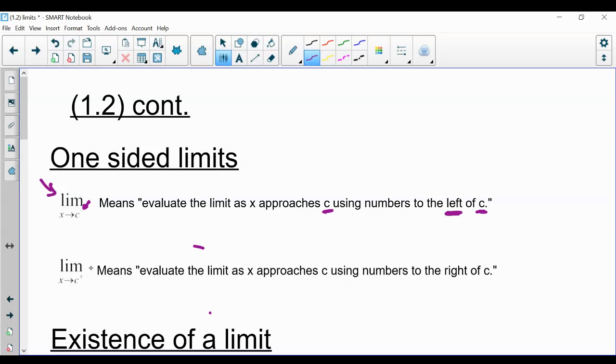Whereas if you see the limit as x approaches c, and then you see a little positive sign, that means I must be approaching the value of c from the right side of c. Okay? So the most applicable part to this is when we look at piecewise functions.